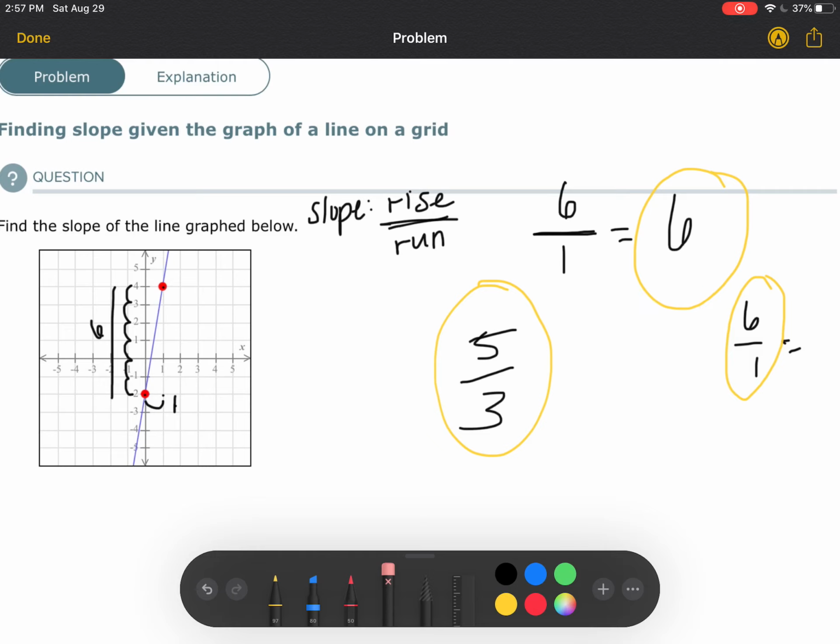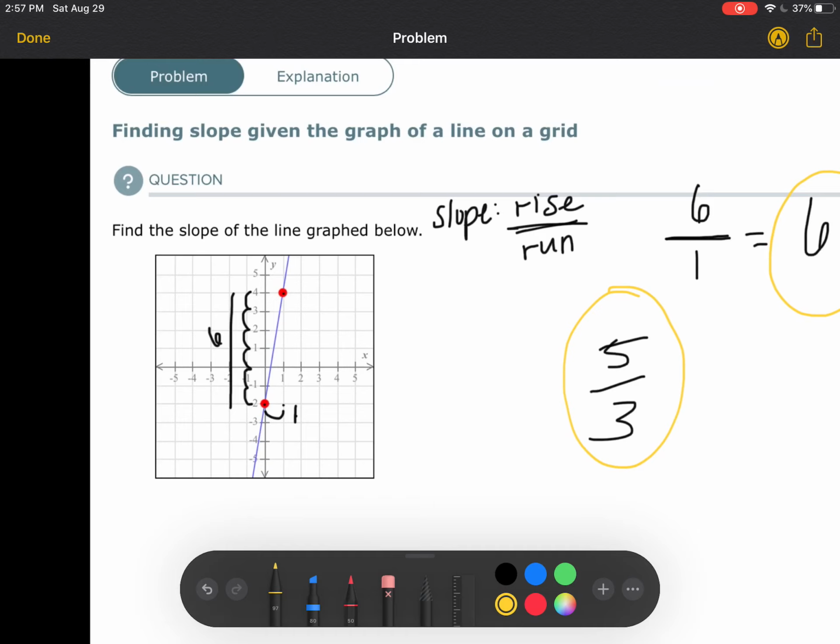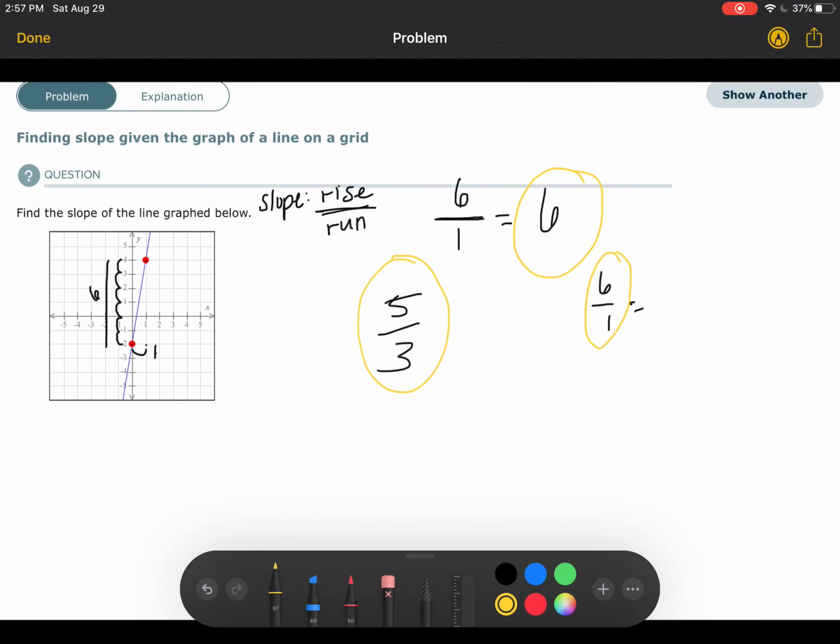So there's a couple examples of how to do it, but it's really pretty simple. It's just rise over run, and you just take your time, count it out, and then put it into a fraction form, and if you can, put it into a whole number.